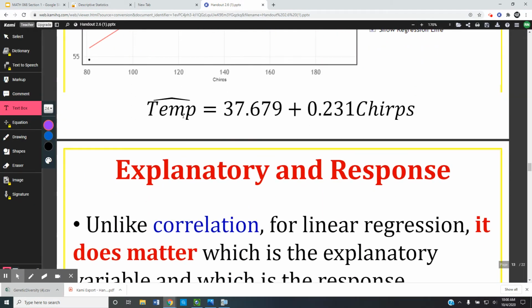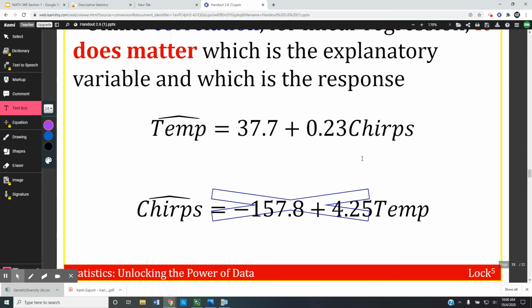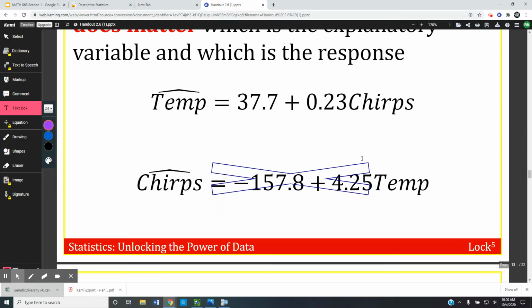So for us, the temperature was equal to the starting value plus the slope multiplied by the chirps. The explanatory and the response. Unlike correlation, remember when in correlation I could flip it and it didn't matter? In regression equations, it absolutely matters. You can't flip the data and expect it to yield the same results, because it will not.